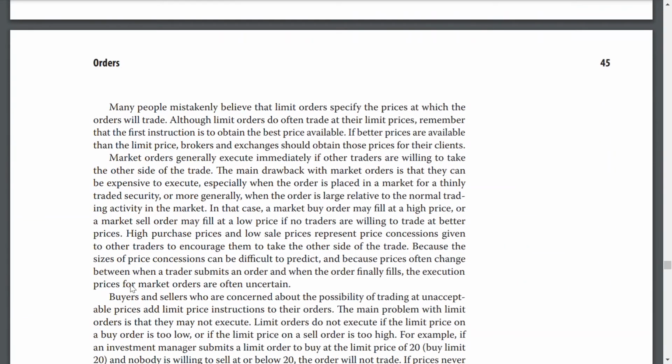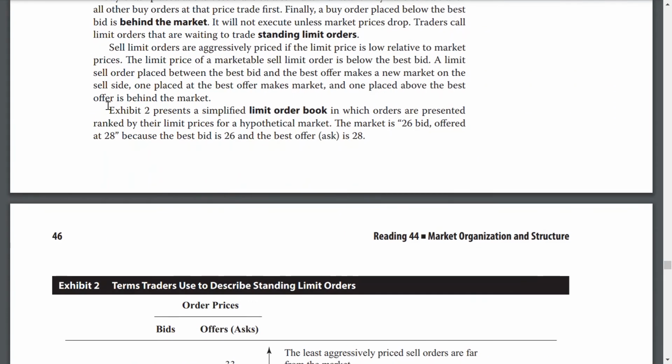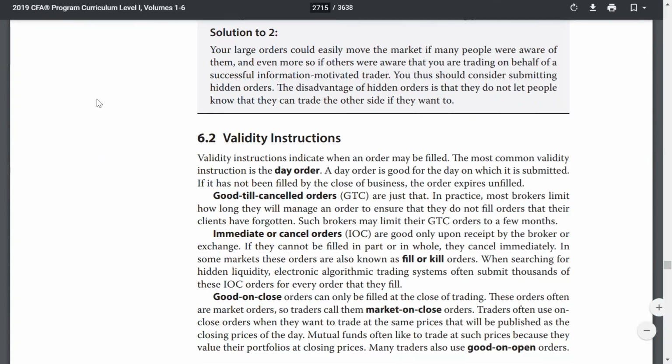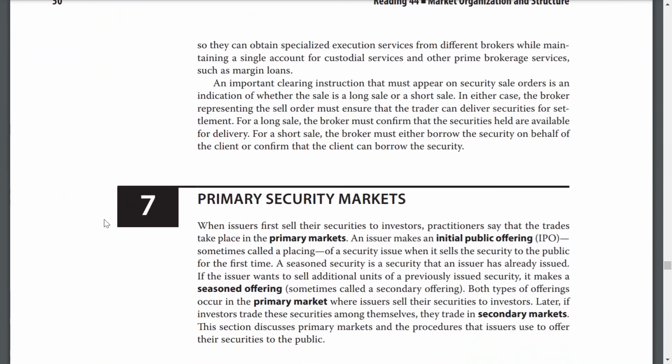Many people mistakenly believe that limit orders specify the price at which the orders will trade. Although limit orders often do trade at their limit prices, remember the first instruction: obtain the best price available. If better prices are available, then brokers and exchanges should obtain these prices for their clients. So these are just the main orders.